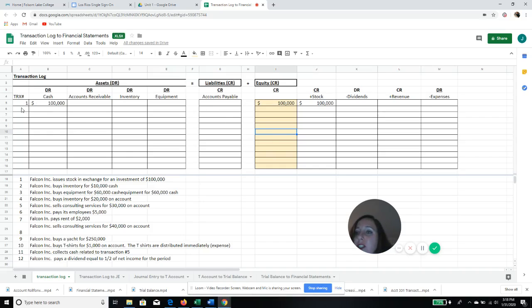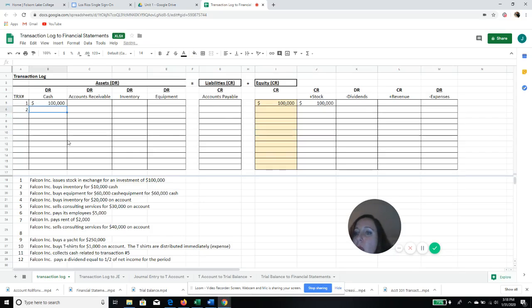Okay, transaction number 2. We bought inventory for $10,000 cash. So we increased inventory by $10,000 and we decreased cash by $10,000. All right, so that should be negative. All right, so the net impact to assets is 0. We increased an asset for $10,000 and we decreased another asset for $10,000. We didn't do anything on the right-hand side, so we have 0 compared to 0, and we're in balance.